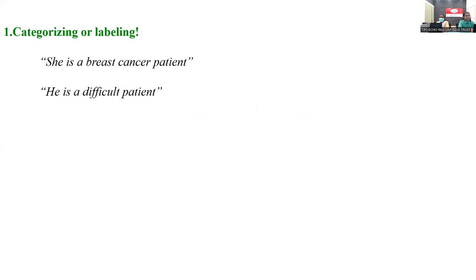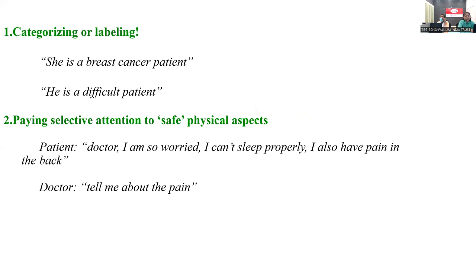The first one is categorizing or labeling. We shouldn't label or categorize a patient as a breast cancer patient, or say he is a difficult patient or an angry person, or that we will have problems while talking to him. So no categorizing or labeling should be done ahead. Paying selective attention to safe physical aspects. We should pay attention to all the aspects.